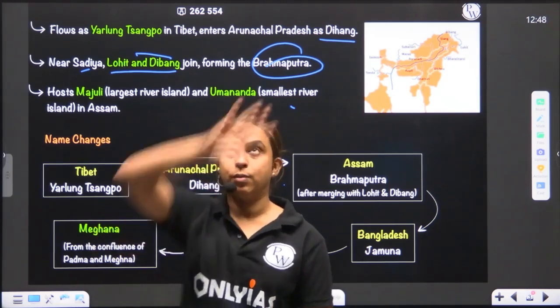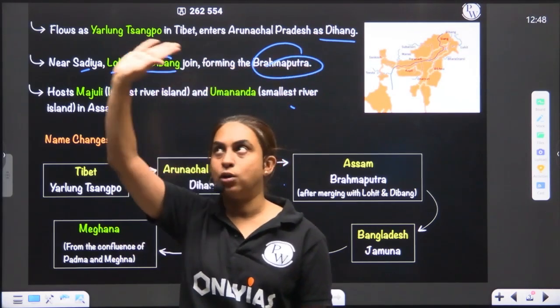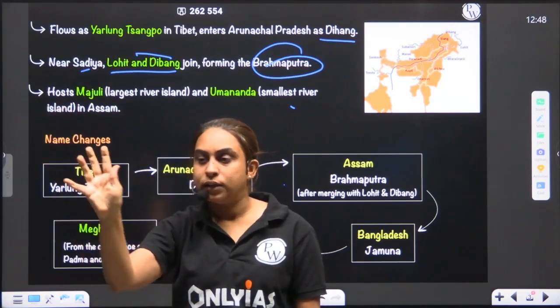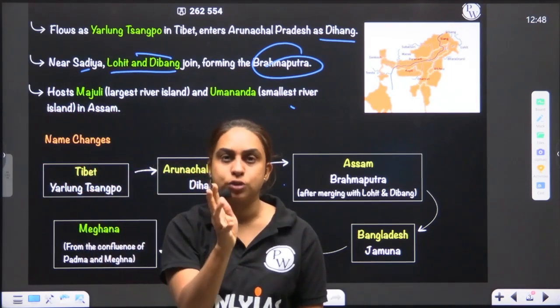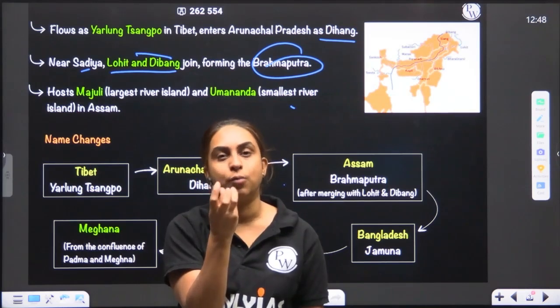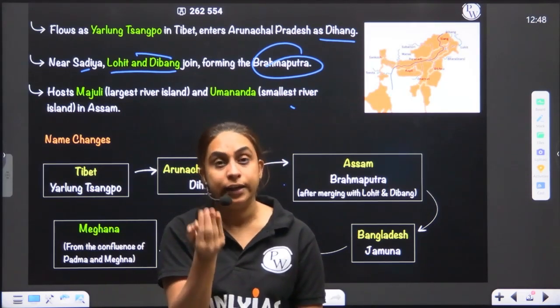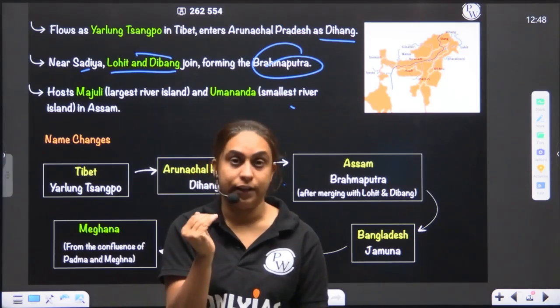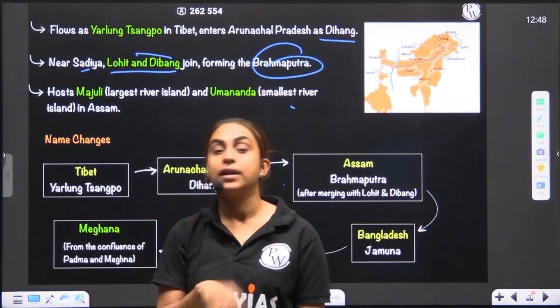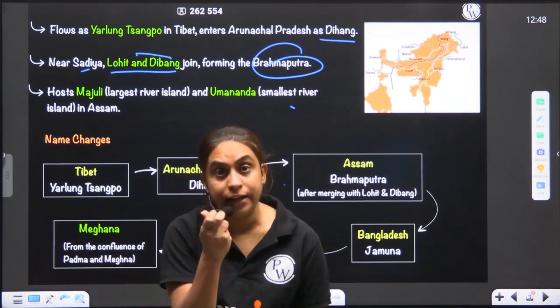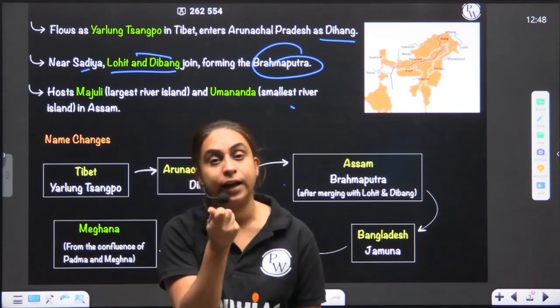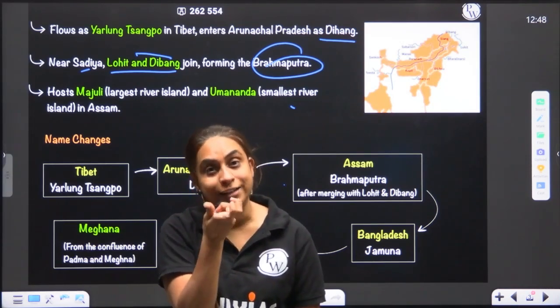So what happens? Brahmaputra is flowing from Tibet, carrying a lot of sediments. When the speed of the river becomes slow, the sediments are deposited. These sediments consolidate, and that becomes a riverine island. Within the river, there is an island that is situated.